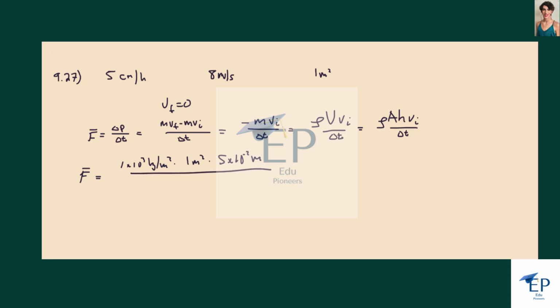This is divided by 1 hour. And we're going to convert this hour to seconds. To do that, we multiply by 3,600 seconds per 1 hour. So these will cancel out. And the last thing we need is the initial velocity. And that was 8 meters per second.